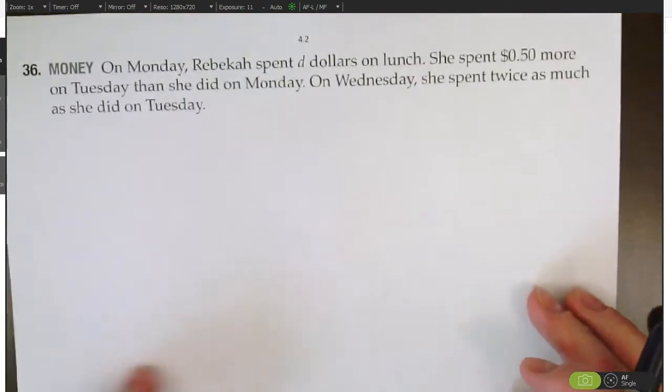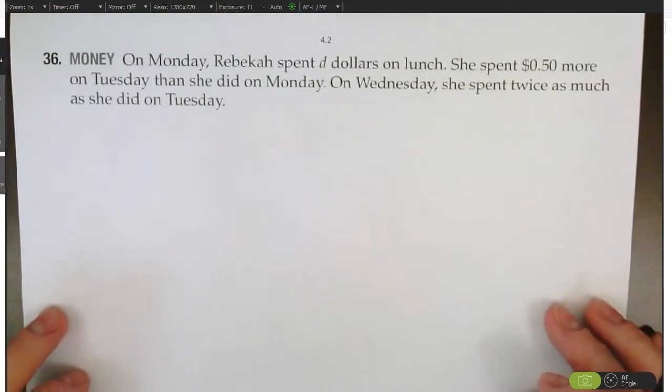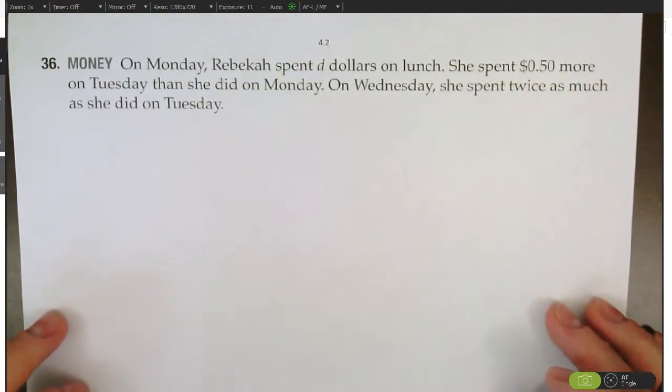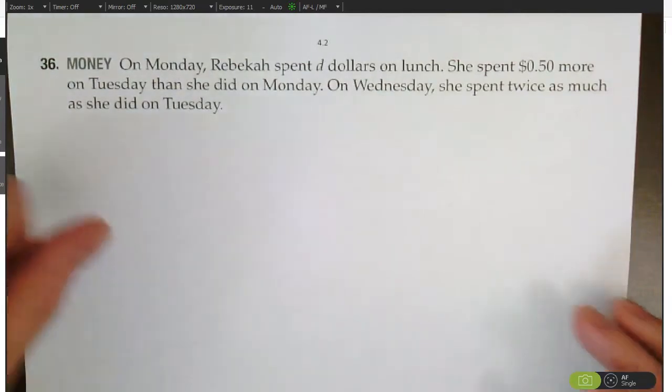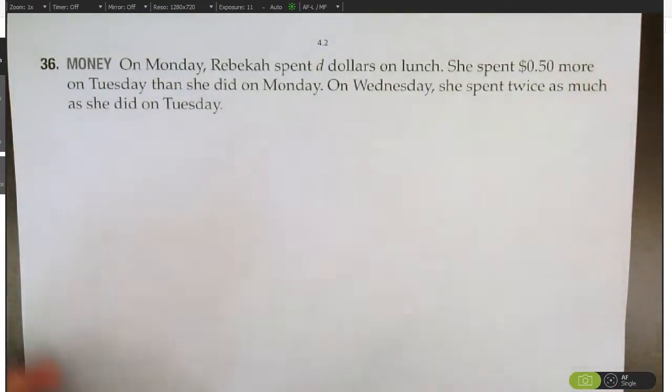Okay. All right then. Other problems. Number 36 from the homework. Money. On Monday, Rebecca spent D dollars on lunch. She spent 50 cents more on Tuesday than she did on Monday, and on Wednesday she spent as much as she did on Tuesday. So here we go.